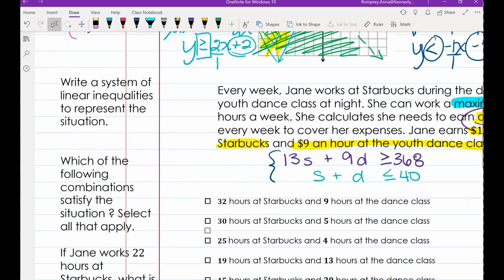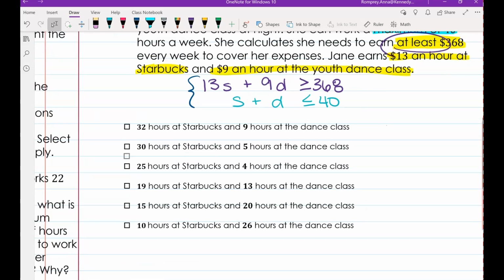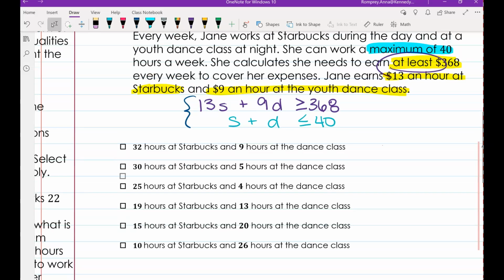It says, which of the following combinations satisfy the situation? Select all that apply. All right. So 32 hours at Starbucks and 9 hours at the dance class. Which inequality are we looking at? Well, we're looking at the hours inequality. If she works 32 and 9, wait a minute. What's 32 plus 9? That's 41 hours. That's more than 40 hours. So no, that can't even work.